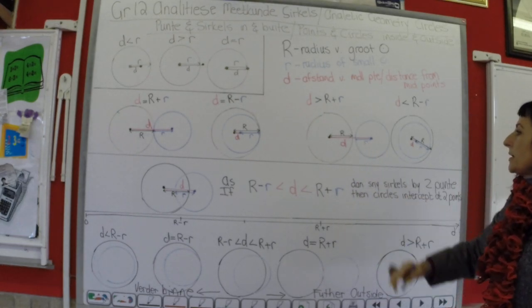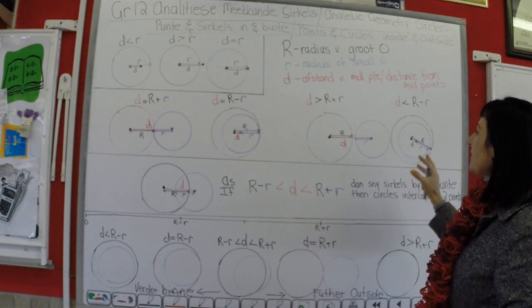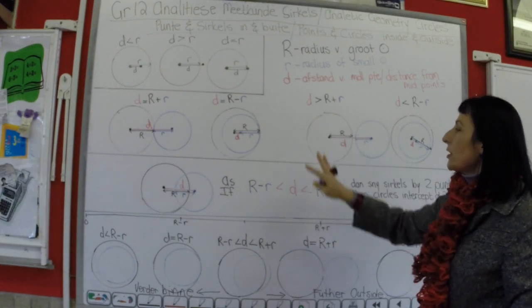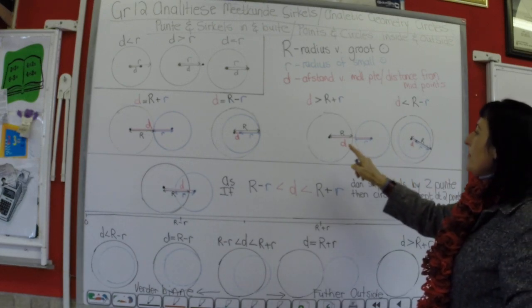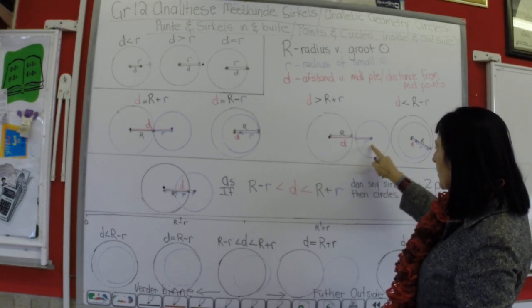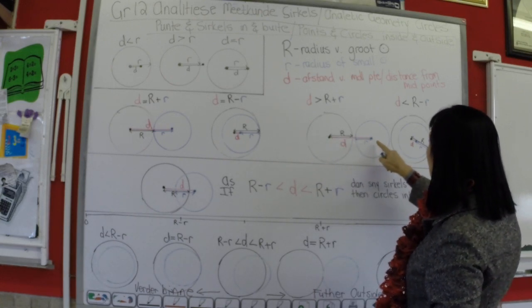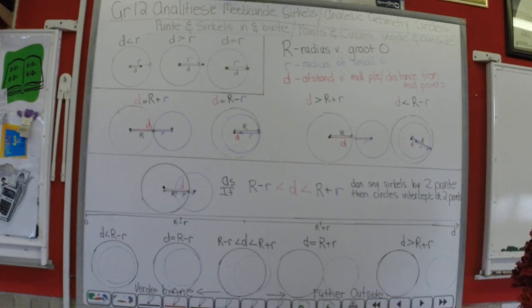Kom ons gaan na hierdie scenario waar die klein sirkel aan die buitekant is, maar hy raak glad nie aan die groot sirkel nie. Hy is van hom af weggeskuif. So now we've got the radius of the big circle, the radius of the small circle, and the distance between the midpoints, that red part.